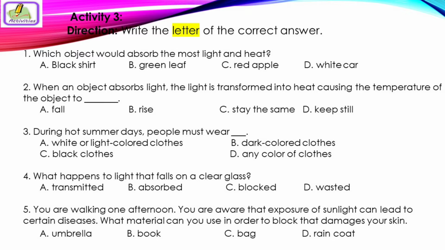3, during hot summer days, people must wear blank. The answer is letter A, white or light-colored clothes. 4, what happens to light that falls on a clear glass? The answer is letter A, transmitted. 5, you're walking one afternoon. You are aware that exposure to sunlight can lead to certain diseases. What material can you use in order to block that damages your skin? The answer is letter A, umbrella. If you got it right, congratulations!